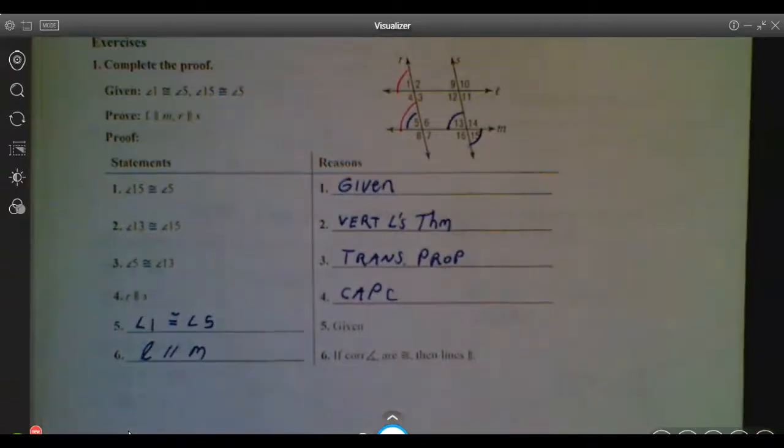So here's the converse again of the corresponding angles. And again, notice they just wrote out the whole thing instead of the title, which is fine, but that is it for now. We'll be getting plenty of practice with these proofs, but that is the end of chapter 3 for us.